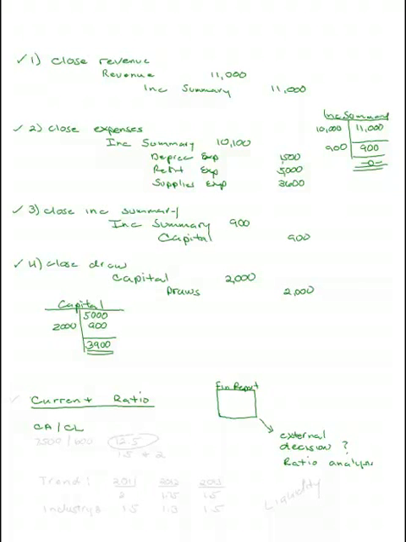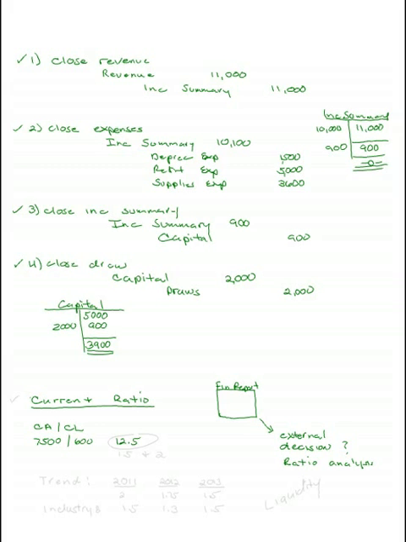Our business has great current ratio. We have current assets in the amount of $7,500 and current liabilities in the amount of $600. If you divide that out, 7,500 by 600, you find out our current ratio is 12.5. That's not very realistic, I have to tell you. I could have made up a better example.